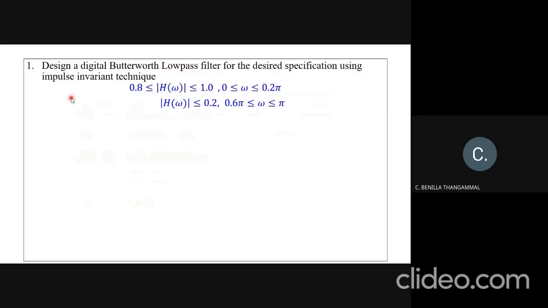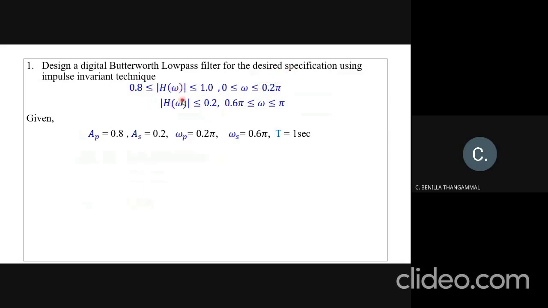And number 3 is you have to just check what technique they ask you to use to convert your analog to digital. So it's your impulse invariant technique. As I told earlier, you have to grab 5 parameters from your problem statement. So what are the 5 parameters? AP is going to be 0.8, AS is going to be 0.2, omega P is going to be 0.2 pi, omega S is going to be 0.6 pi, and T is equal to 1 sec.